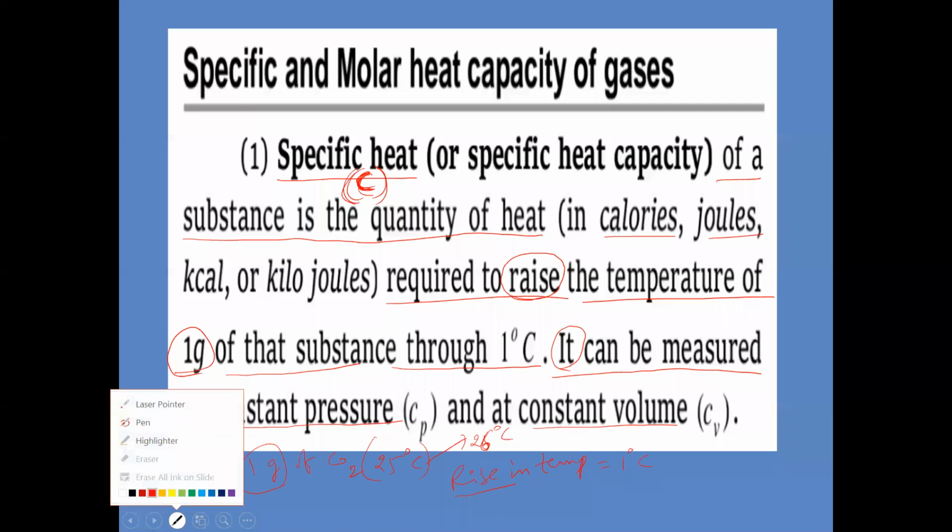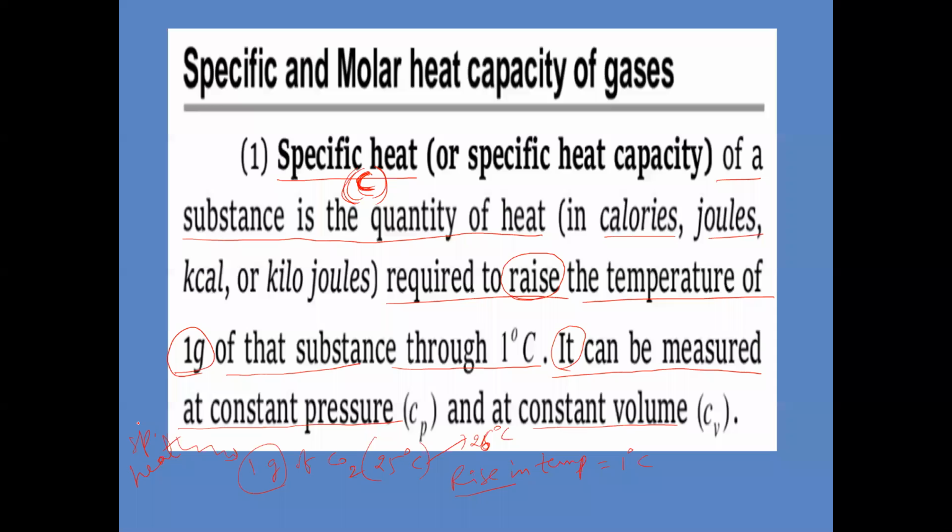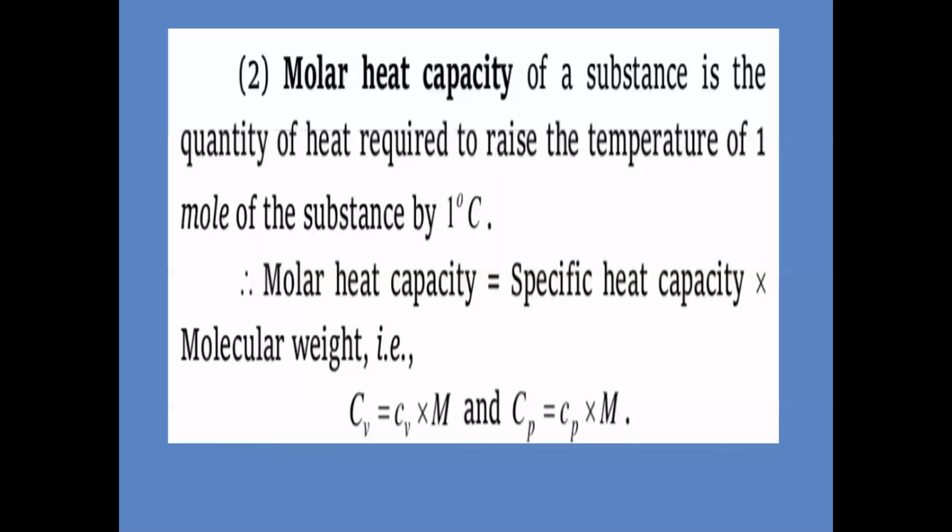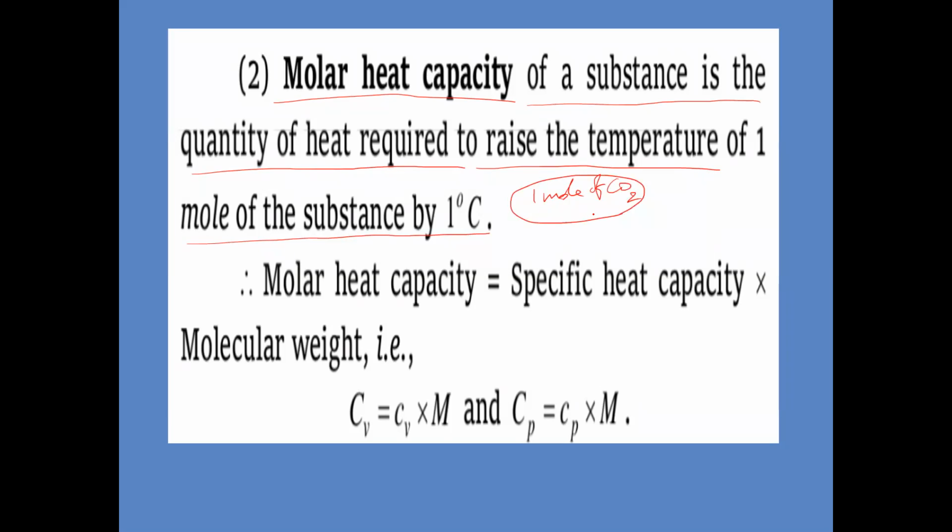So, the specific heat at constant pressure and the specific heat at constant volume. Now the next one we are taking is molar heat capacity. The molar heat capacity of a substance is the quantity of heat required to raise the temperature of 1 mole of the substance by 1 degree Celsius. Here we take 1 mole of CO2. Previously we took 1 gram of the substance; now we are taking 1 mole of CO2.